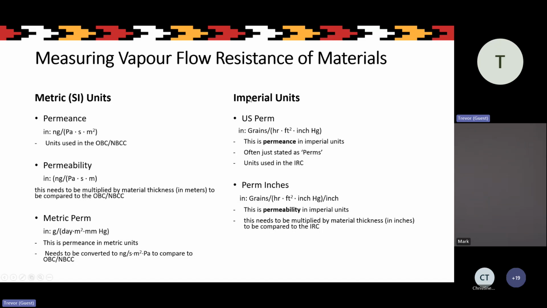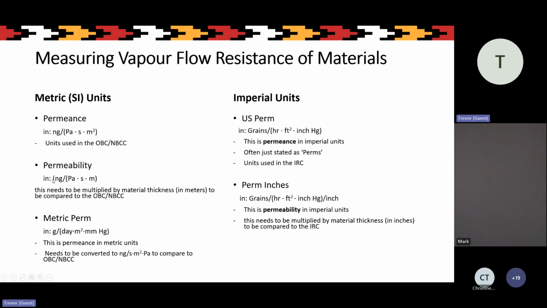Whereas in the US, and you'll see this in some materials where they'll say X number of perms, those are usually US perms, which is a different measurement altogether. There are conversion factors to go between the two. But just note that permeance in nanograms is different than US perms.